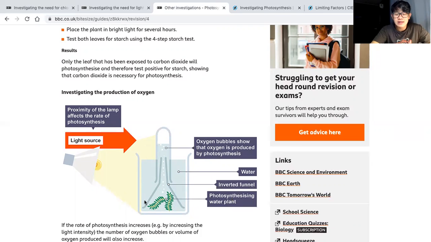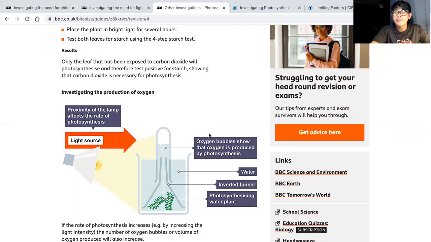And then we put them in this setup. You have a beaker, you have an inverted funnel, and then on top of it, you have a test tube. You submerge the plant inside water and you expose them to a light source, because the light source will provide light. The water will provide dissolved carbon dioxide, unless they actually gave sodium hydroxide here. Kalau ada sodium hydroxide, no carbon dioxide, there will be no bubbles. But here it's just water, they should have dissolved carbon dioxide. And what happens is they start to produce bubbles, and these bubbles are oxygen.